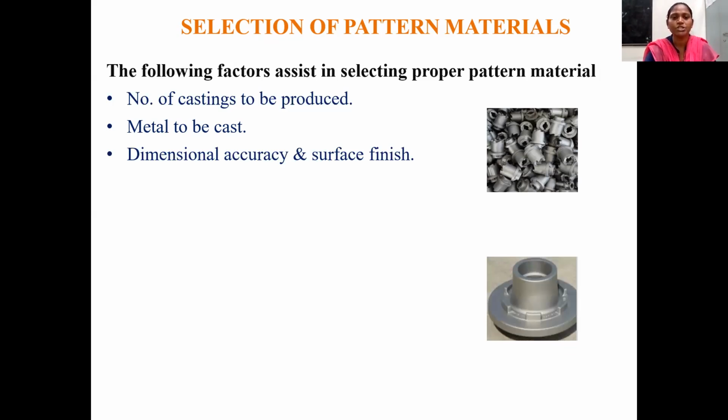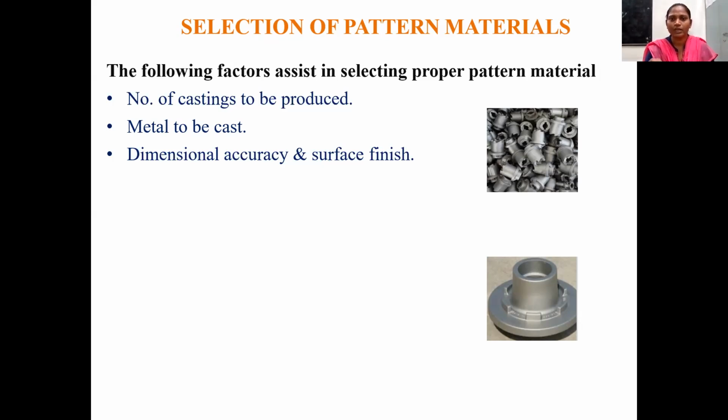Next is dimensional accuracy and surface finish. Whether the customer needs good dimensional accuracy and a very good surface finish, or whether the customer doesn't need good dimensional accuracy, anyhow we need some castings, and a rough finish is enough for us. Depending upon the customer requirement, we select the proper pattern material.